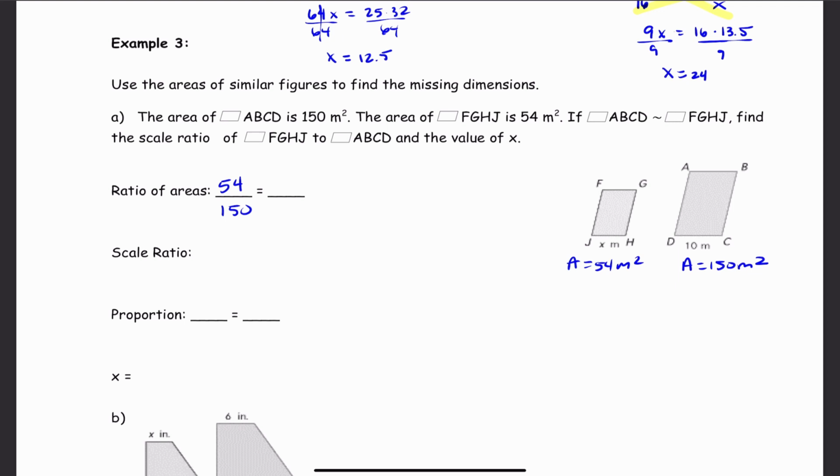And then what am I going to do here? Well, I got to reduce it because it's a ratio. So we're going to simplify. This is where I'm going to simplify. So into my calculator, I'm going to write 54 divided by 150, hit enter, math, enter, enter. So I get 9 over 25. All right? So I have 9 over 25.